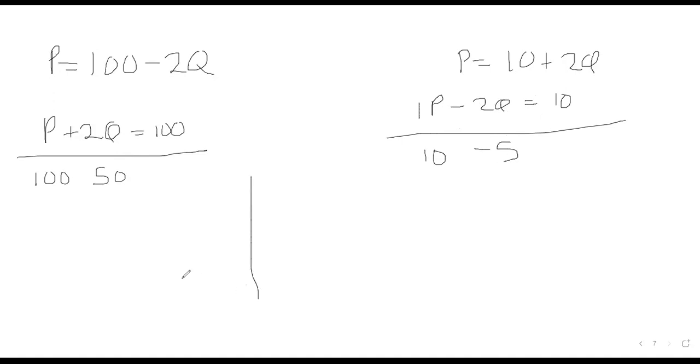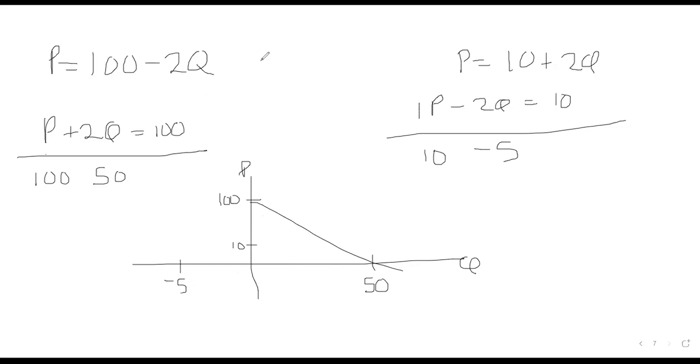So if you're going to sketch these on one diagram, start with the demand function. At P, it will cut at 100. We put this at 100 here. At Q, it will cut at 50. Put this one at 50. So this was the demand function. This one at P, it will cut at 10. Put it here at 10. Then the Q, negative 5, is somewhere here. So if you're going to draw this one, just join these two points. So this is how the supply will look, and the demand will look like this.